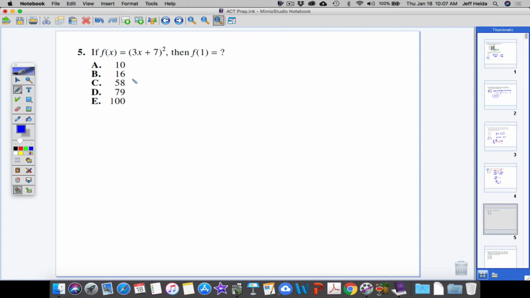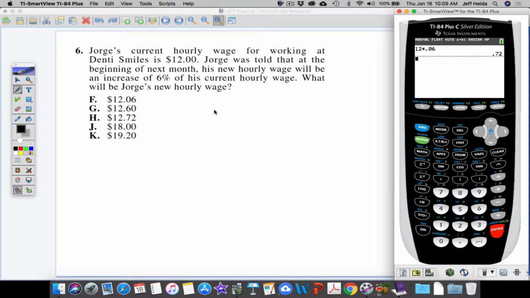Problem number 5. You're given a function and you're asked to find f of 1. Every place there's an x, replace it with 1. So f of 1 is equal to 3 times 1 plus 7 squared. 3 times 1 is 3 plus 7 is 10 squared, 100. Problem number 6. There are actually two different ways to look at this problem.